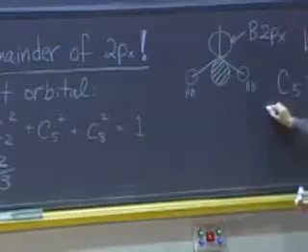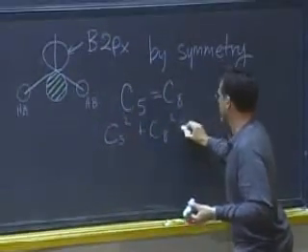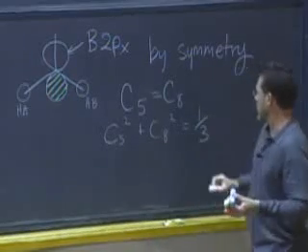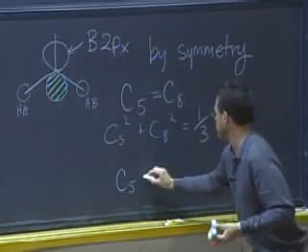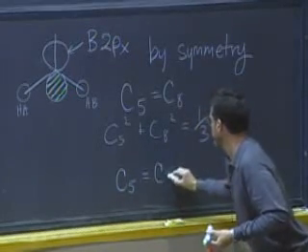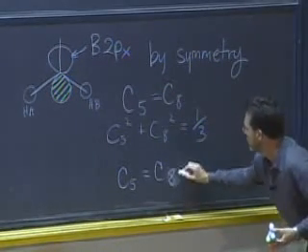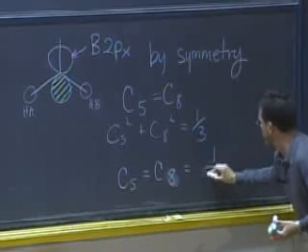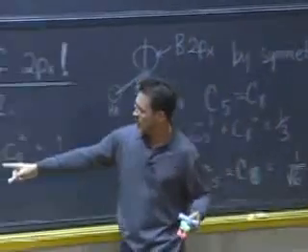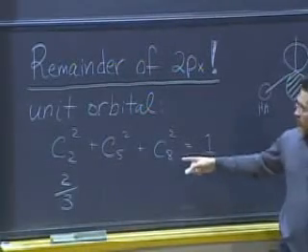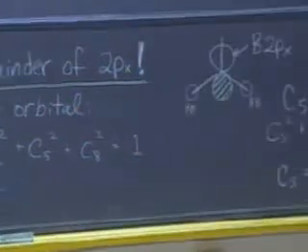We know that C5 squared plus C8 squared has got to be equal to 1/3, and that means that C5 is equal to C8, which is equal to 1 over the square root of 6. Okay? Because if we put this in here, we'll get a 6th plus a 6th, 2/6, which is 1/3, plus the 2/3, which will be 1. And so we know it's 1 over root 6.